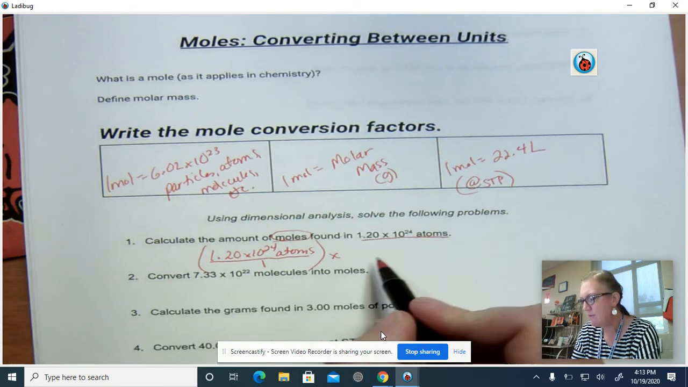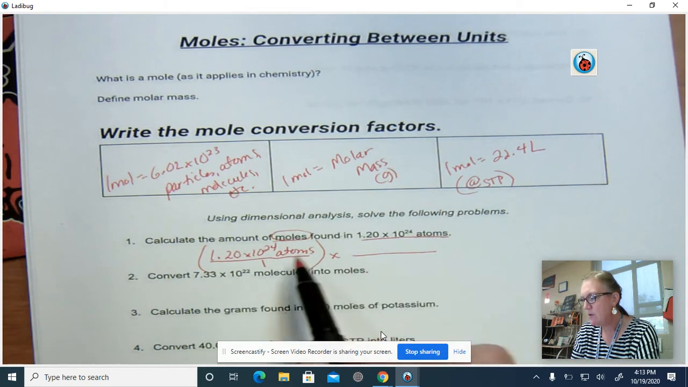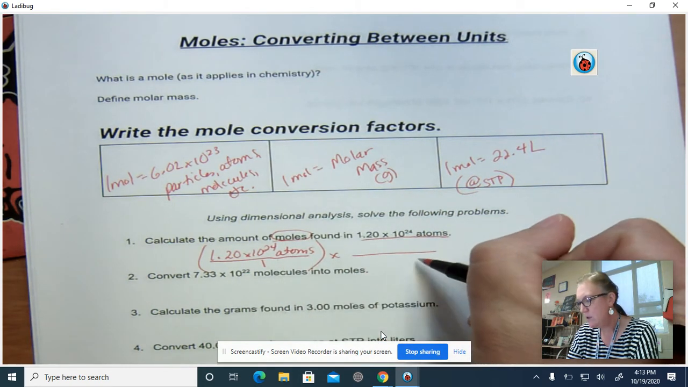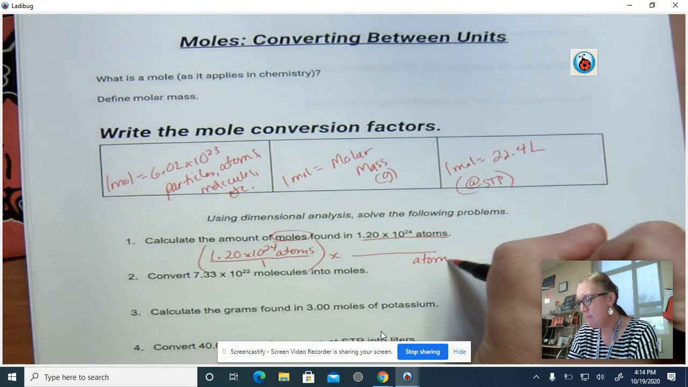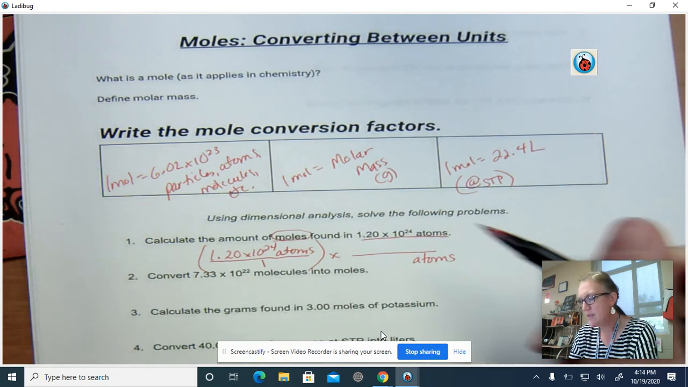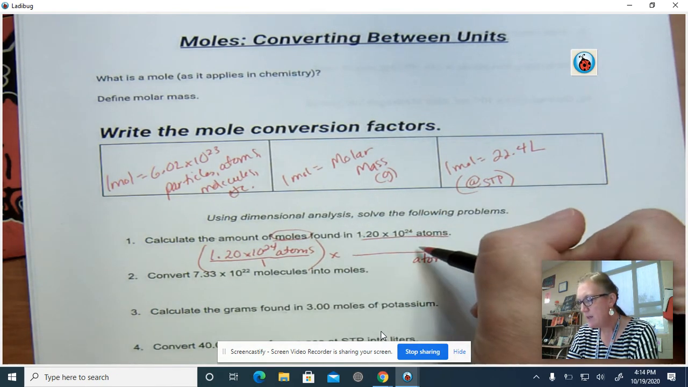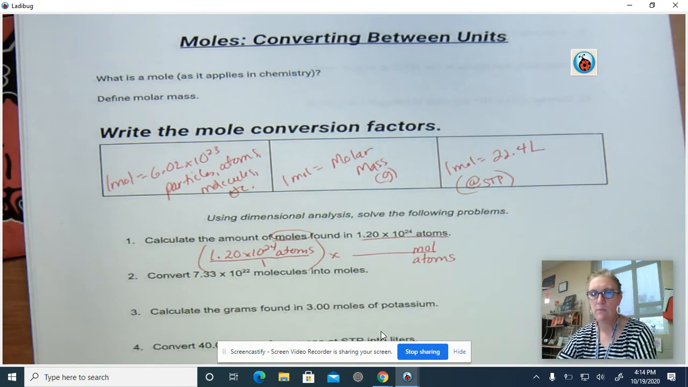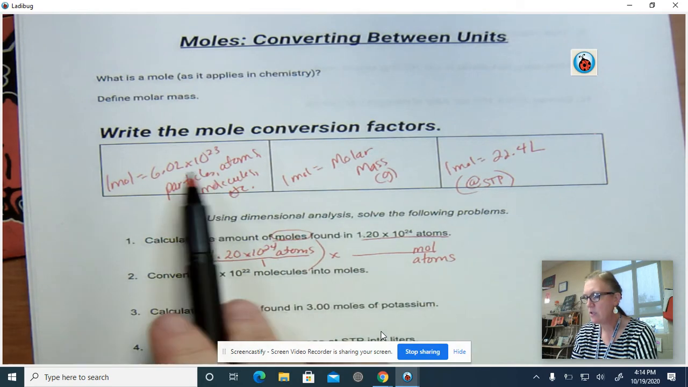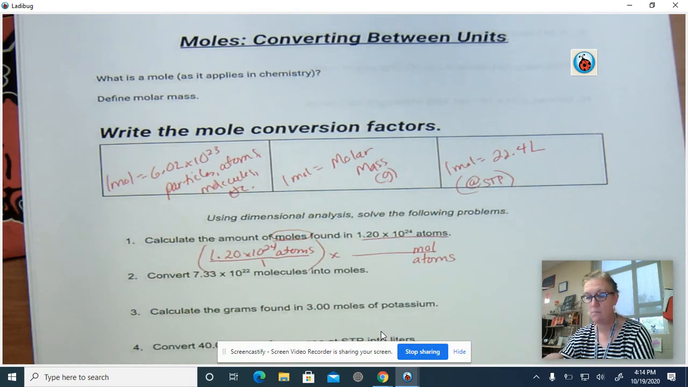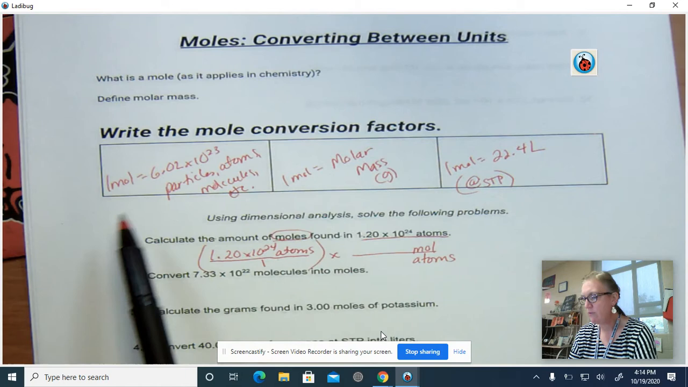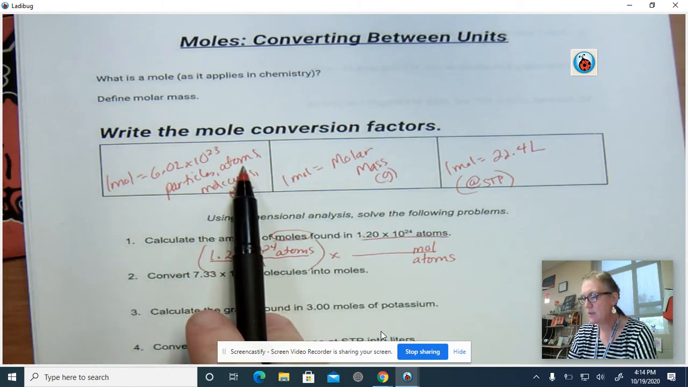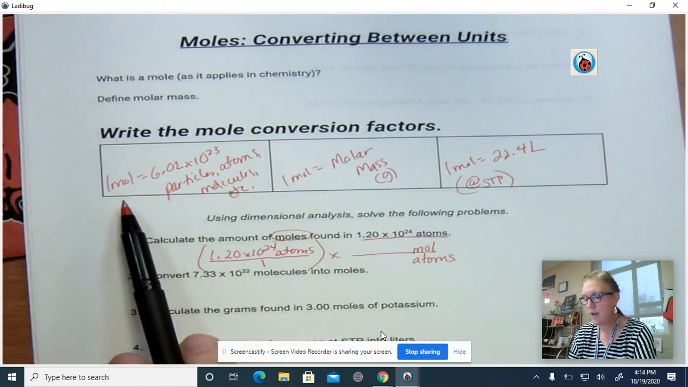So I know here I need a conversion factor. I've got to get rid of atoms. In order to do that, the word atoms has to be on the bottom, in the denominator. And then on the top, I want it to be converted to moles. That's the unit I'm looking for, right? So then you go up and look at your different conversion factors, and you pick the one that has the word mole in it and the word atoms, okay? You look up there, all of these have mole, right? And then you look for, oh, well, here's atoms. So this must be the conversion factor that I want, okay?